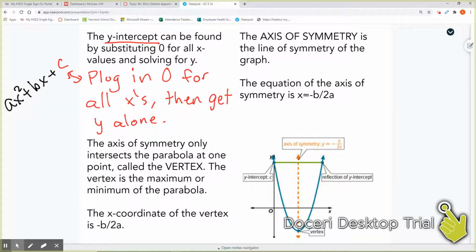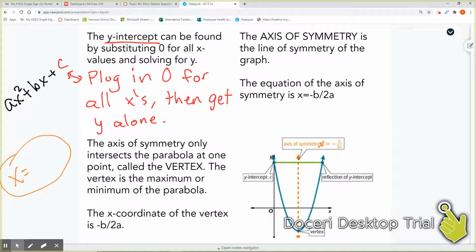Okay? Now, the axis of symmetry can be calculated using this equation. X equals. Now, you have to write this x equals in the front. If you do not write it, you are going to be counted as incorrect. The axis of symmetry is a line, and in order to build a line, you have to have an equation. So you need x equals. I know it says y equals over here, but that's a typo. So it should say x equals.